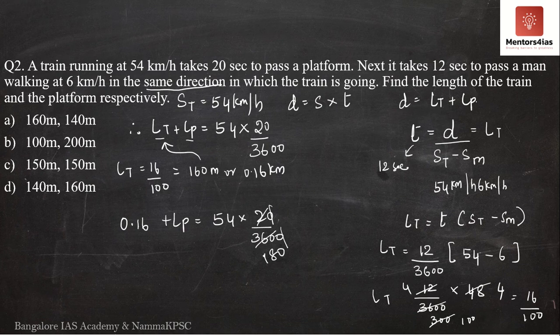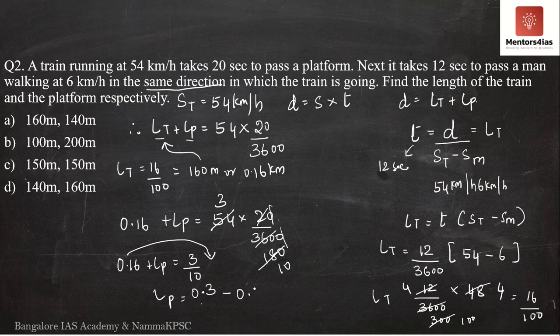Now 18 2s are 36. 18 3s are 54. So 18 tens is 180, 18 threes is 54. Therefore, what do we have? We have 0.16 plus the length of the platform is equal to 3 by 10. Now I'm going to take this to the right hand side. We have the length of the platform is equal to 3 by 10, which is 0.3, minus 0.16. 0.3 minus 0.16 is nothing but 0.14 kilometers. Therefore, the length of the platform is 0.14 kilometers or 140 meters.